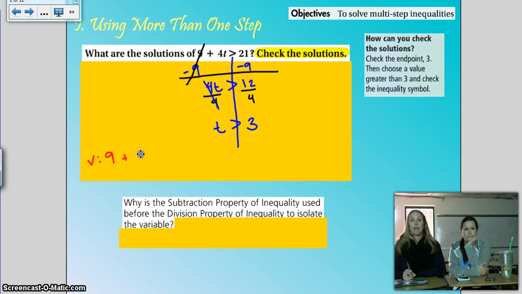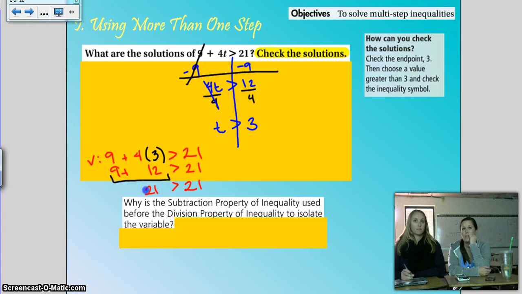So 9 plus 4t. So should I plug in this 3 for the t? Yeah, you put the 3 where the t was, and then check it. So 9 plus 12 is greater than 21. 9 plus 12 is 21.